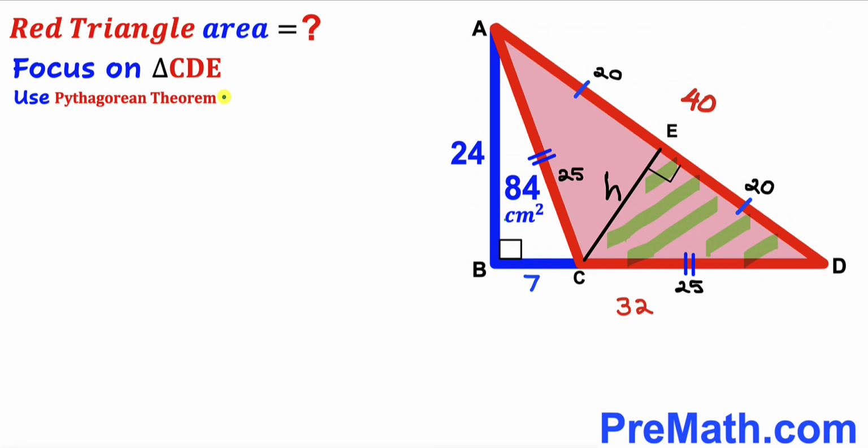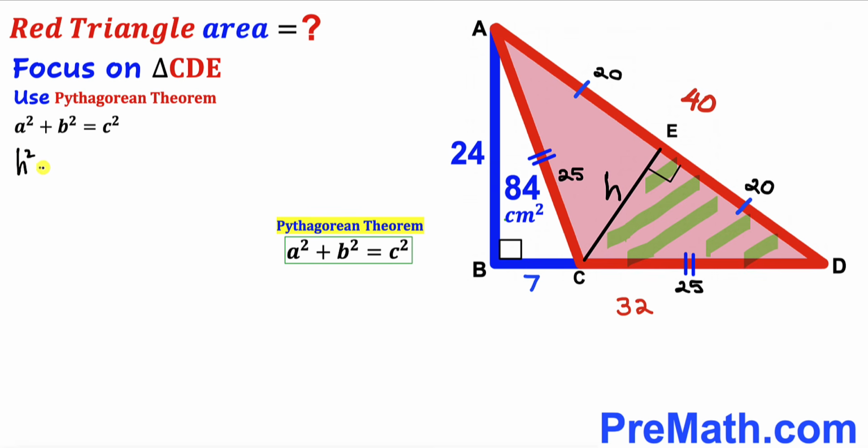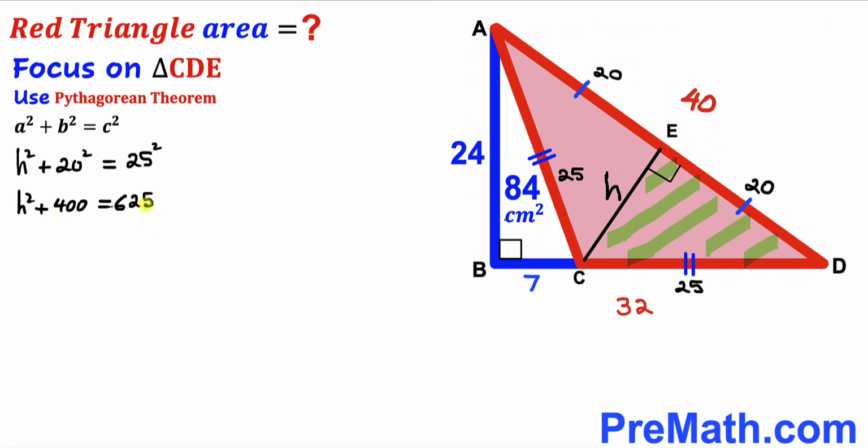We are going to apply the Pythagorean theorem on this triangle to solve for height h. Here's our Pythagorean theorem once again. In our case, our hypotenuse is 25, whereas our two other legs are h and 20. Let's fill in the blanks in this Pythagorean formula. So we got h square plus 20 square equals 25 square. That is going to give us h square plus 400 equals 625.